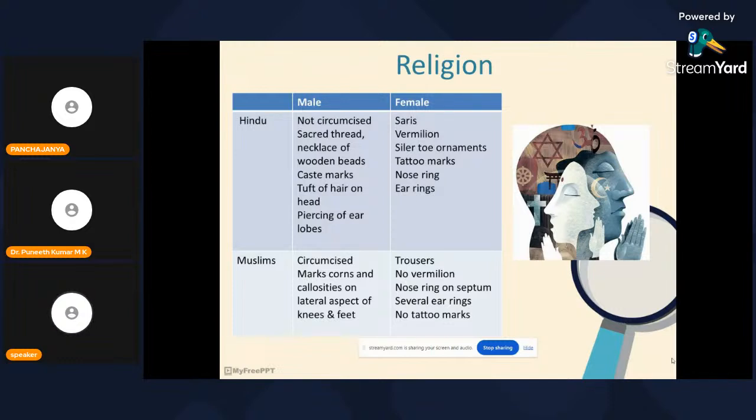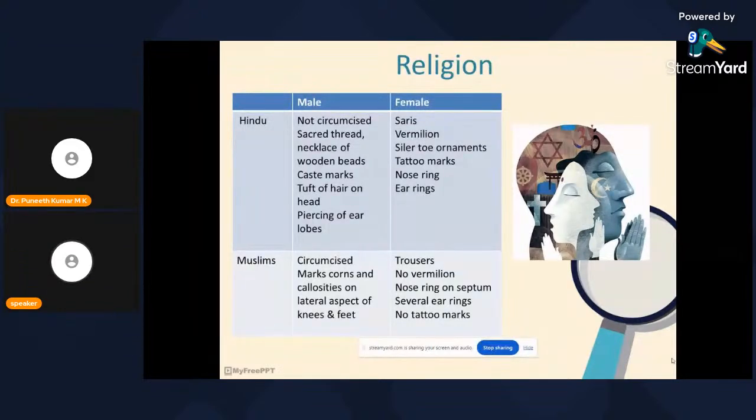Coming to the females, Hindu females will wear a different kind of sarees, which will be different from the Muslim females. Vermilion or kumkum will be present on their forehead, and silver toe ornaments, that is toe rings, will be present. Tattoo marks of their husband's name, their children's names, their mother's or family name or something else give evidence of a Hindu, along with a nose ring and earrings. Earrings won't be multiple, but one or two will usually be present.